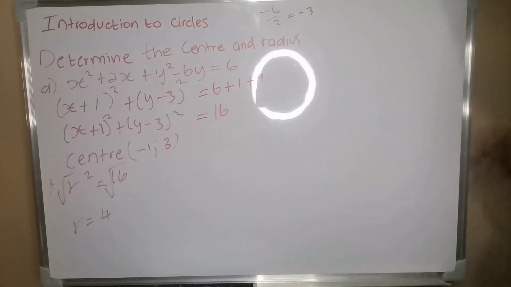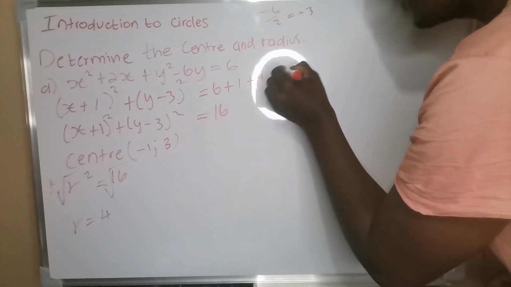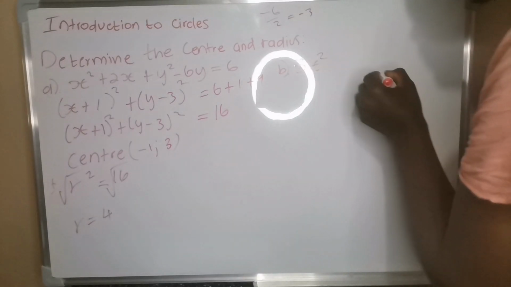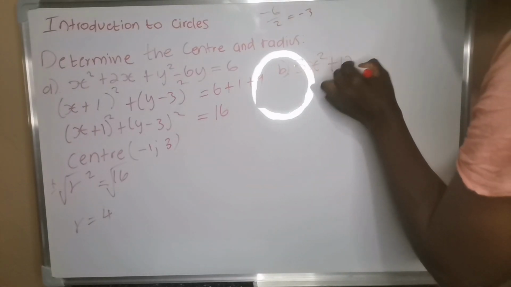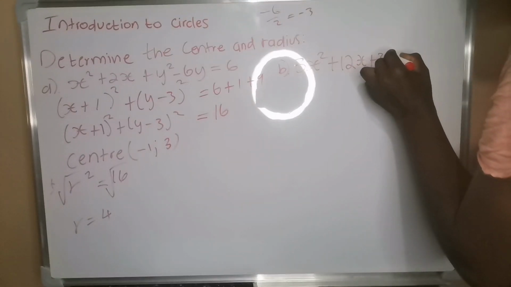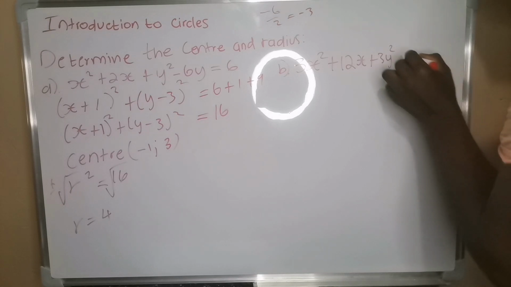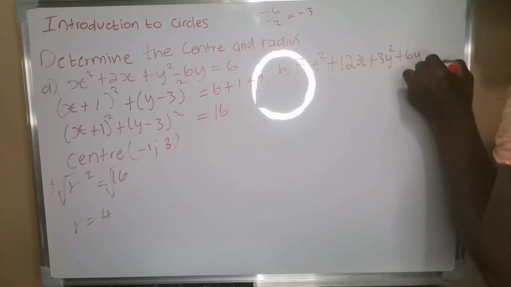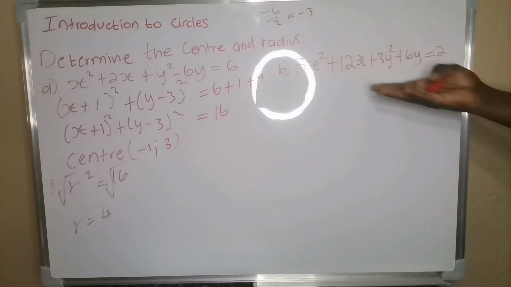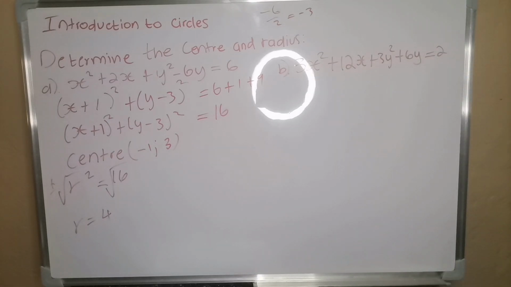Number B. Number B, we have 3x squared plus 12x plus 3y squared plus 6y is equal to 2. Determine the center and radius.